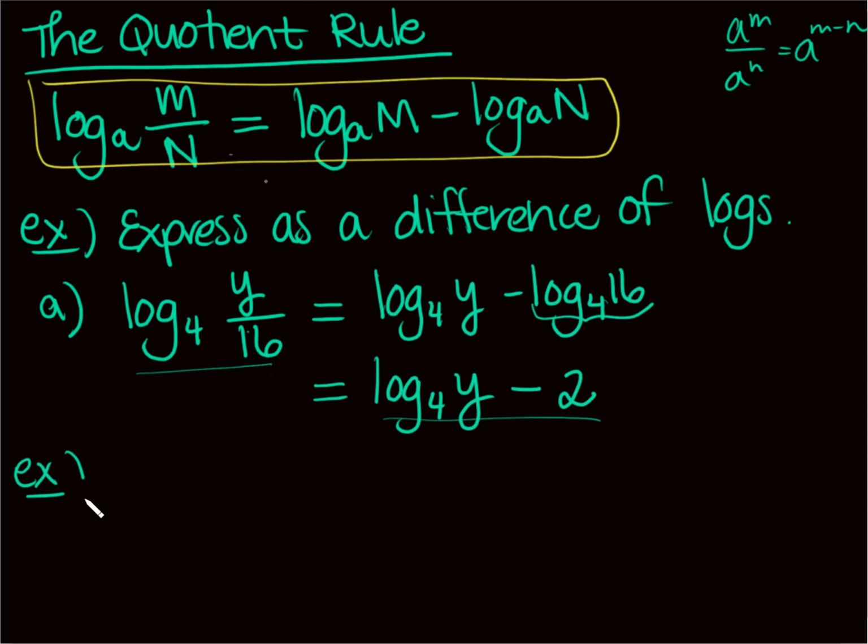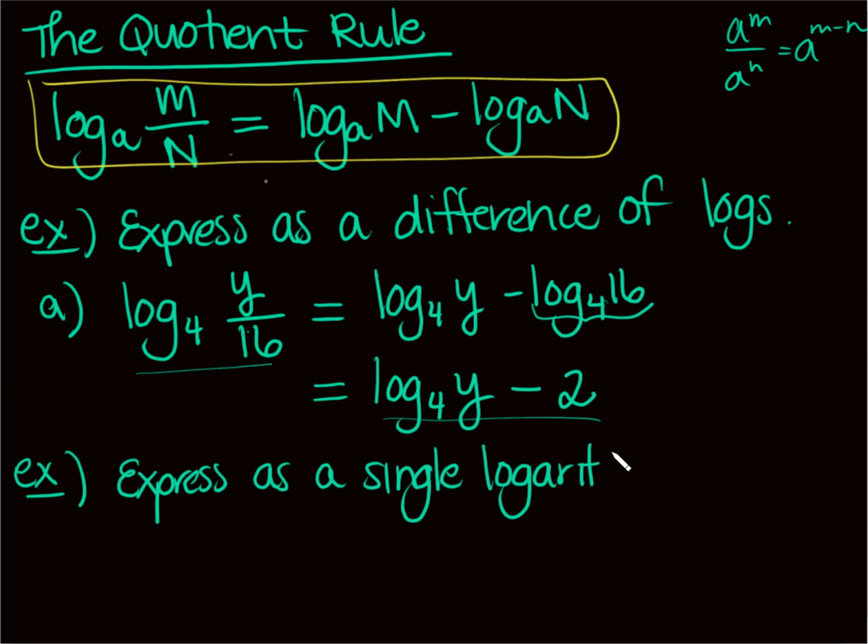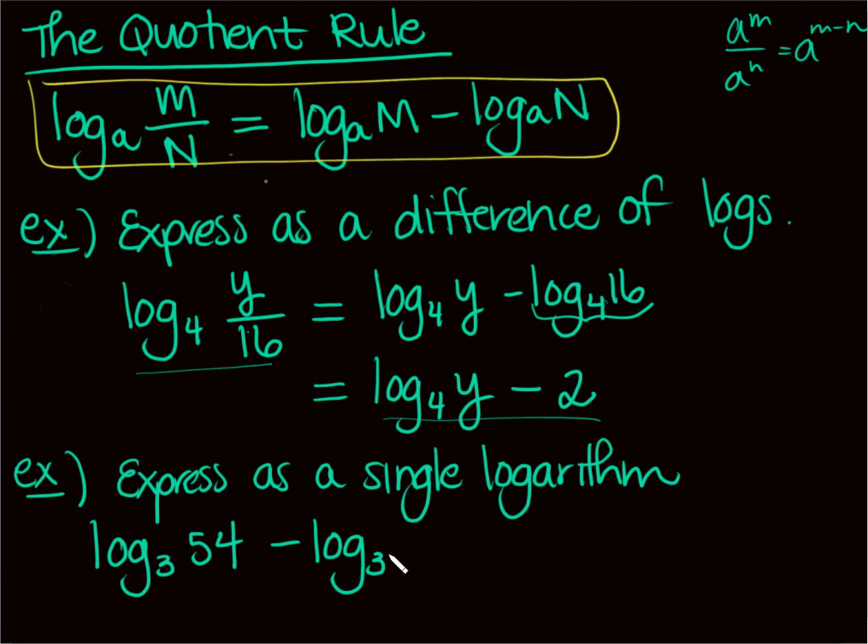Likewise, I can go the other way with this. I can express as a single logarithm. To express as a single logarithm, I don't know why I put an A there if we weren't going to do, it doesn't really matter, another one. But what if we had something like, I don't know, let's say log base 3 of 54 minus log base 3 of 6. These are always kind of interesting ones.